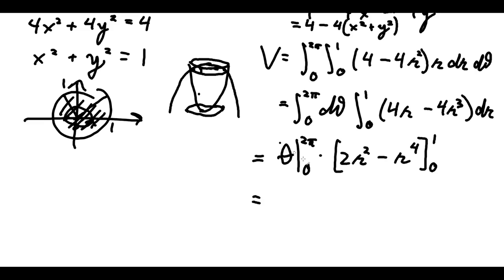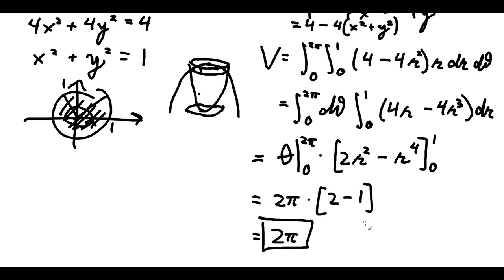Theta, going from 0 to 2 pi, is 2 pi. Inside of here, plugging in 1 squared is 1, so we have 2. Then minus 1, and minus 0 plus 0. 2 minus 1 is 1. And we just have 2 pi. And taking a look at my notes here, that is indeed the correct result. So the volume between those paraboloids happens to be precisely 2 pi.